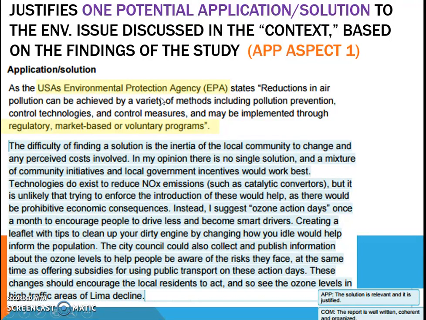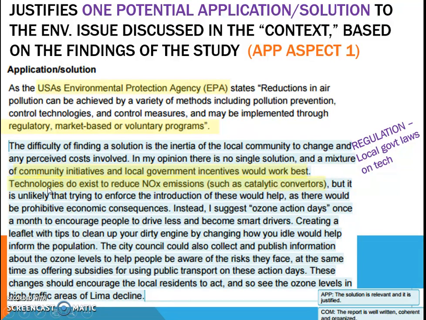The US EPA has this information about air pollution, and then they start giving this idea that regulation should be market-based or volunteer programs. This is an argument for the writer in this example for the following solution they start discussing. They start saying, okay, I think that community change is probably going to be the best. And so they say it's difficult to find a solution, and they're going to say community initiatives and local government incentives are probably going to work best.